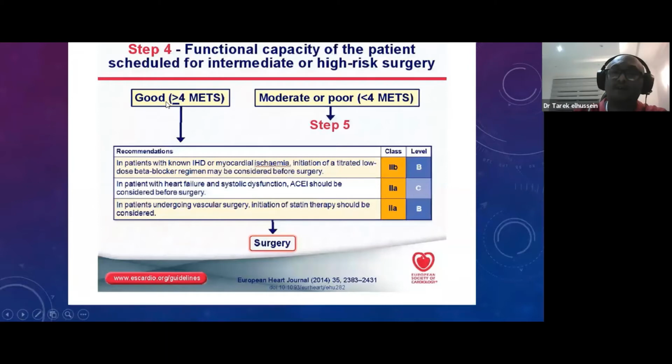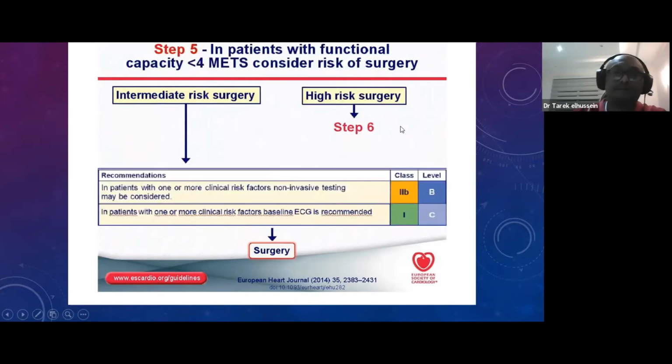Those who have good functional class, we proceed as planned. But those who have poor functional class, less than 4 METs, then we proceed to the next step. In those who have poor functional class undergoing high risk surgery, we proceed to step number 6. Those who are undergoing intermediate risk surgery and have 1 or more additional clinical risk factors, a baseline ECG is always recommended for further assessment.